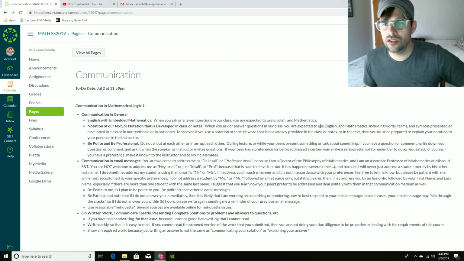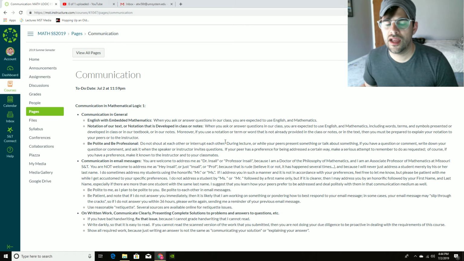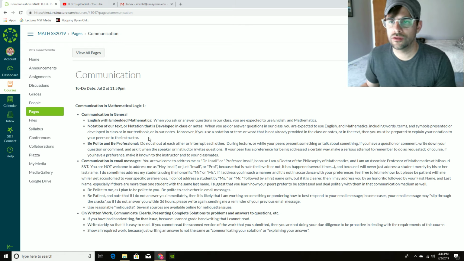And we are expected to use English and mathematics when we answer or ask questions in the course, with notations from our text or notations developed in class or in the notes. Basically, this says when you ask questions, you're expected to use English and mathematics, and include any notation, words, terms, or symbols that have been presented or developed in class, in our textbook, or in our notes. Moreover, if a notation or term has not already been provided, please define it or explain your notation to your peers or your instructor.